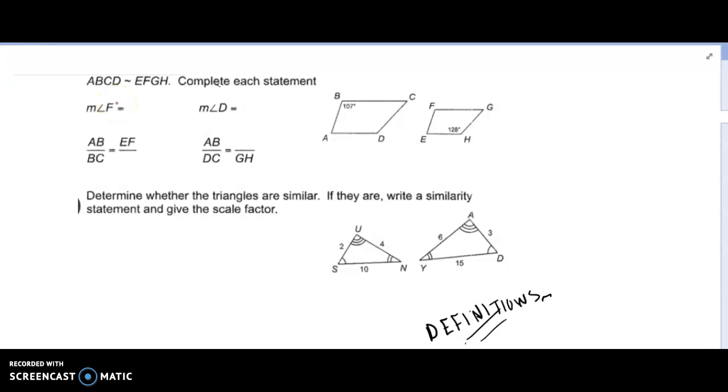All right, now we're just going to go over, and like I said, we did this when we did dilations. Remember when I have a similarity statement, okay? And this is what I call a similarity statement.